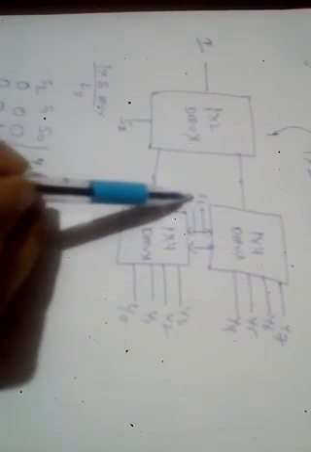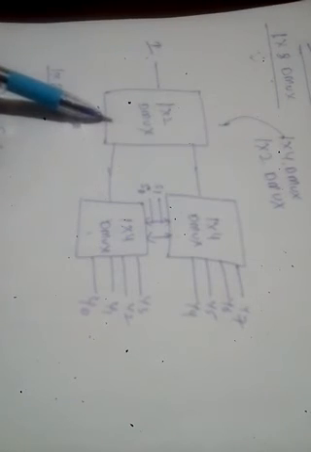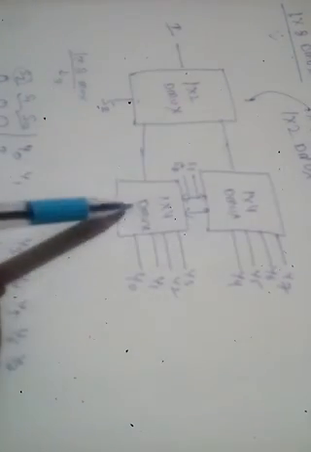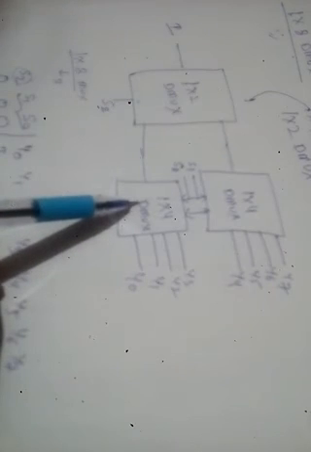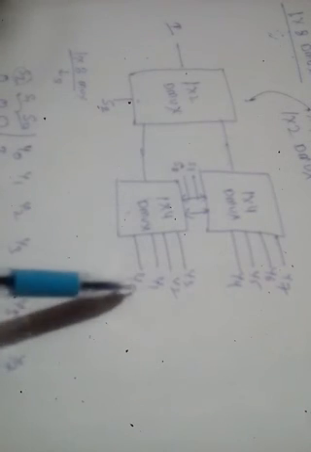So here these are the two selection lines, S0 and S1. These two selection lines will be connected to the upper and lower 1 by 4 demux, and this third selection line S2 will be connected to the 1 by 2 demux. So these two selection lines S0 and S1 will be common for the upper and lower 1 by 4 demux, and the upper one will give output from Y4 to Y7 and the lower one will give output from Y0 to Y3, and this other selection line will be applied to the 1 by 2 demux.